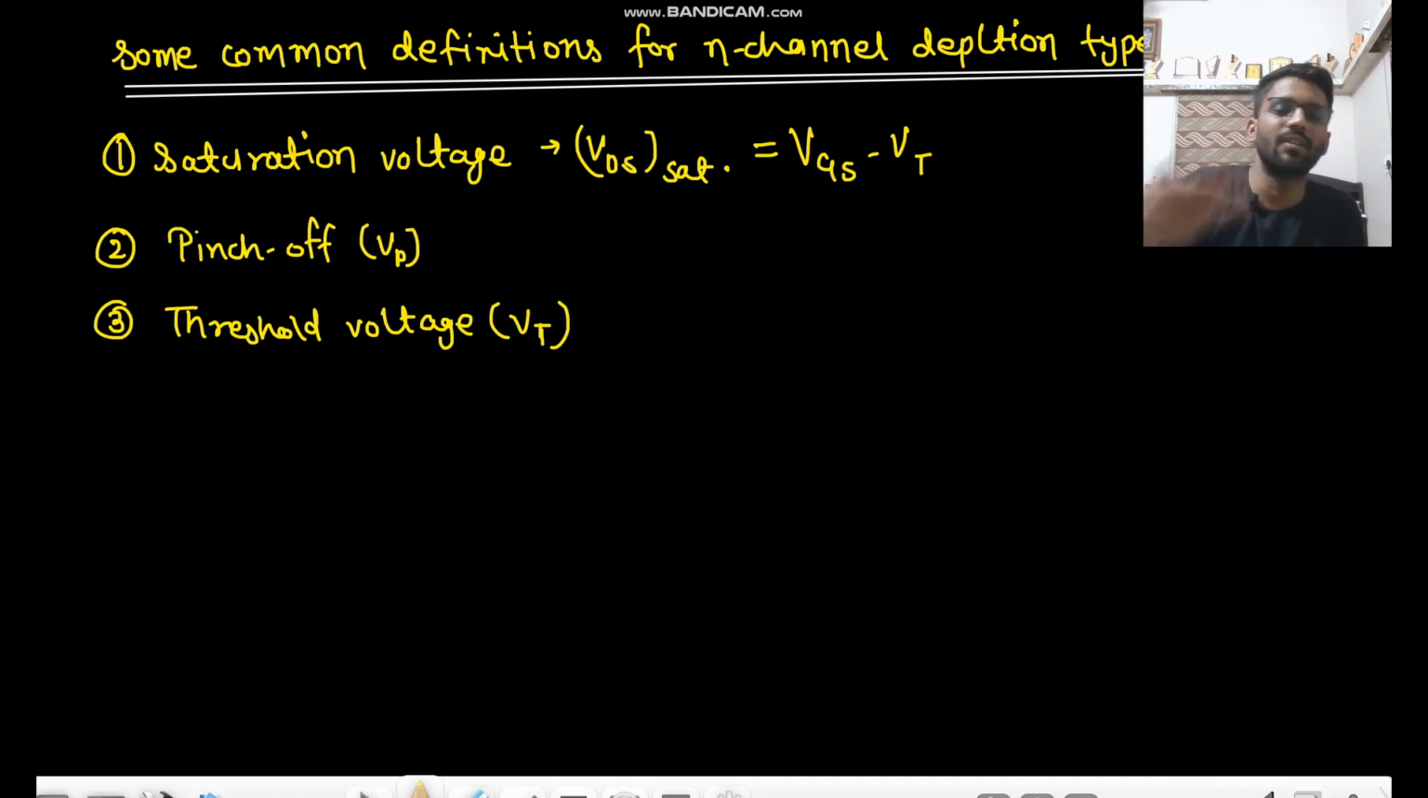Now what is threshold voltage? The minimum value of VGS that is required for the drain current to flow.